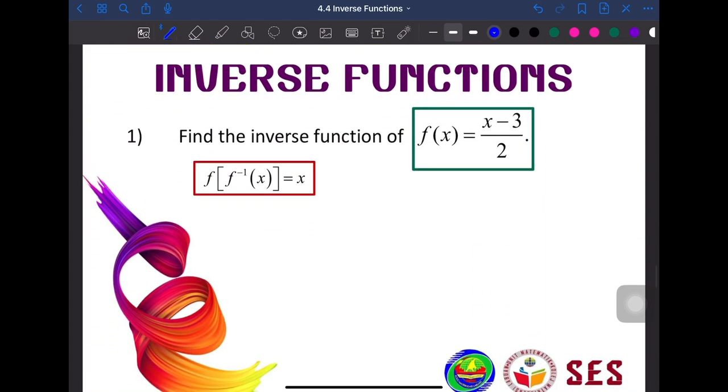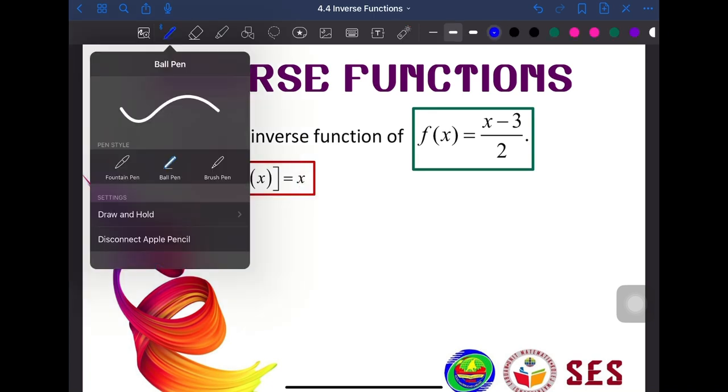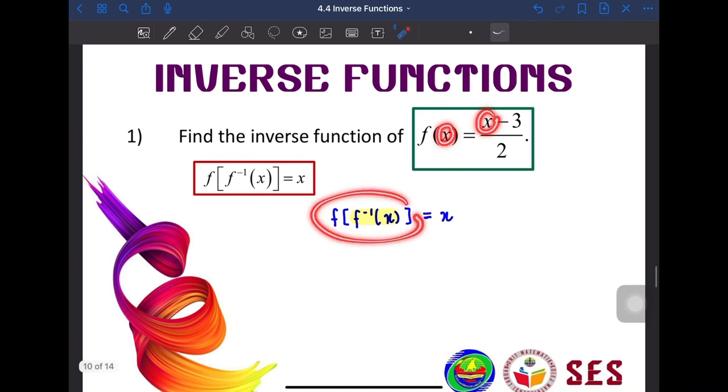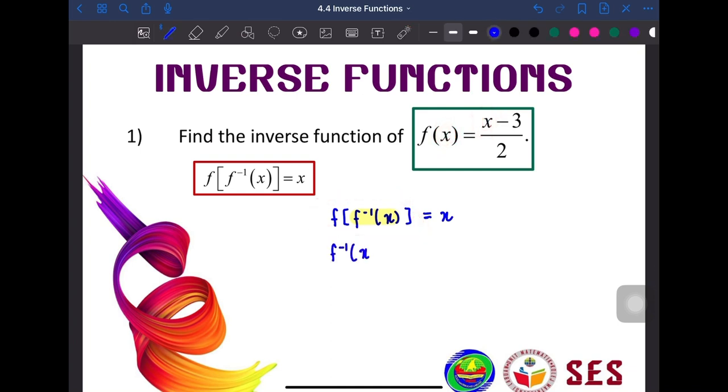So the first question, find the inverse function of this. Okay, so kita akan pakai properties tadi. So macam mana buat dia? Yang pertama kita salin je dulu. So properties dia is f of f inverse sama dengan x. Okay, so this is the properties. Okay, so kita dah ada fx. Input asal is x. So sini pun x. Sekarang input f kita dah berubah. Input f kita jadi f inverse. So bila sini jadi f inverse, sini pun akan jadi f inverse. So this one akan jadi f inverse tolak 3/2 sama dengan x.